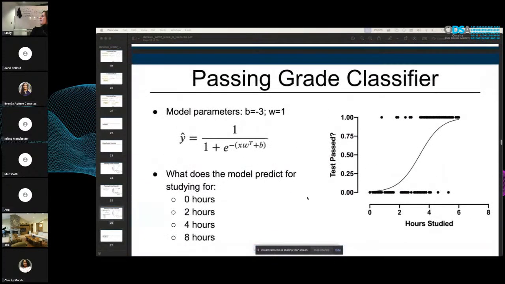Some people call this the S-curve, otherwise called the sigmoid function or a logistic function. There's like 3 names for that.